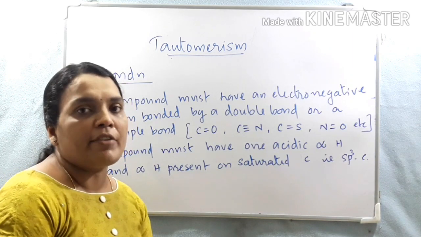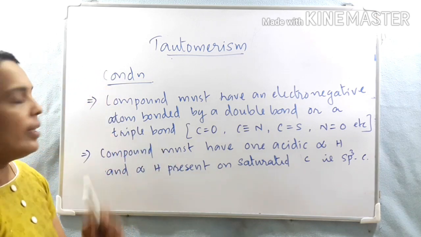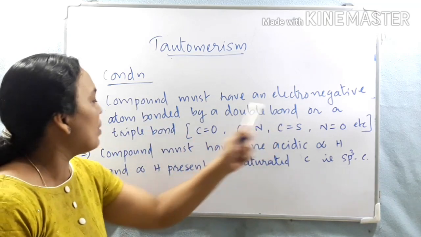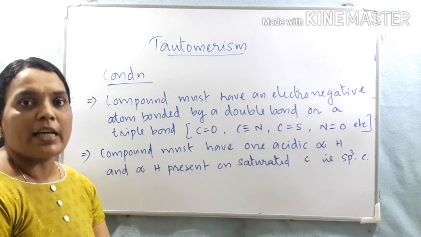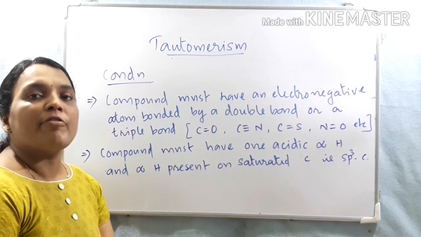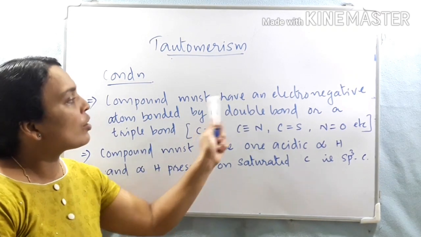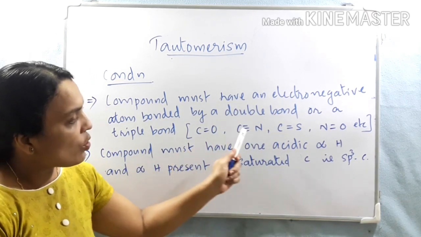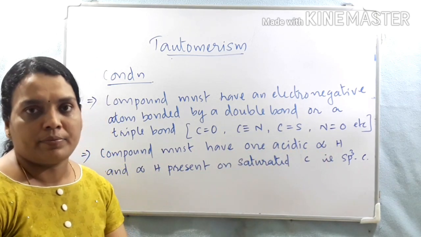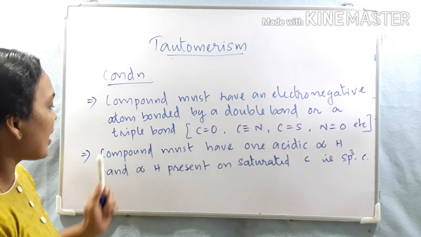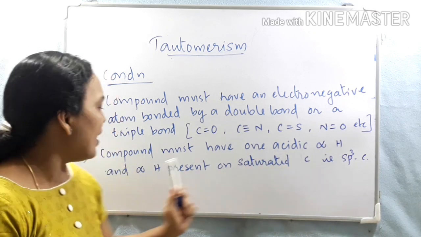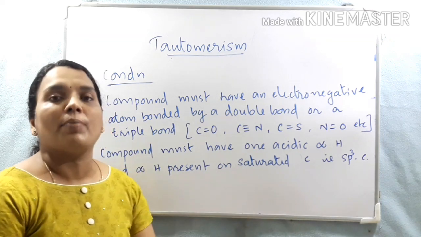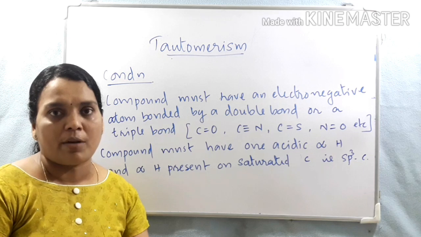Let us see the conditions for tautomerism. Listen, the compound must have an electronegative atom bonded by a double bond or a triple bond. That is the condition required for tautomerism, like C=O, C≡N, C=S, N=O, etc. As well as the second condition, the compound must have an acidic alpha hydrogen, and the alpha hydrogen must be present on a saturated carbon, that is an sp3 hybridized carbon.